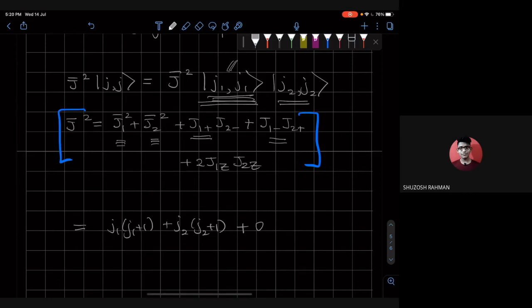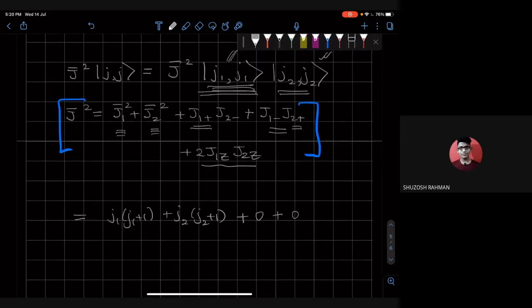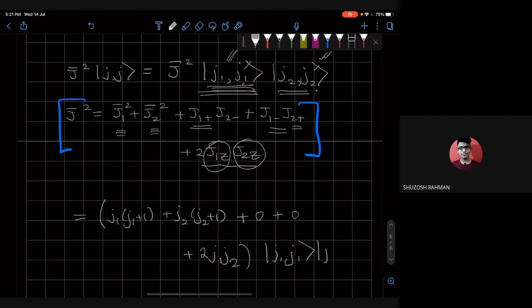Now, what about this term? We had J2 plus acting on this thing, it's 0, right? And these are going to act and give me just the eigenvalue. Which eigenvalues? This eigenvalue and this eigenvalue. So it's going to give me 2 times, this acting on this is going to give me J1, this acting on this is going to give me J2, and this whole thing will be multiplying this state, J1, J1, tensor product with J2, J2, right?